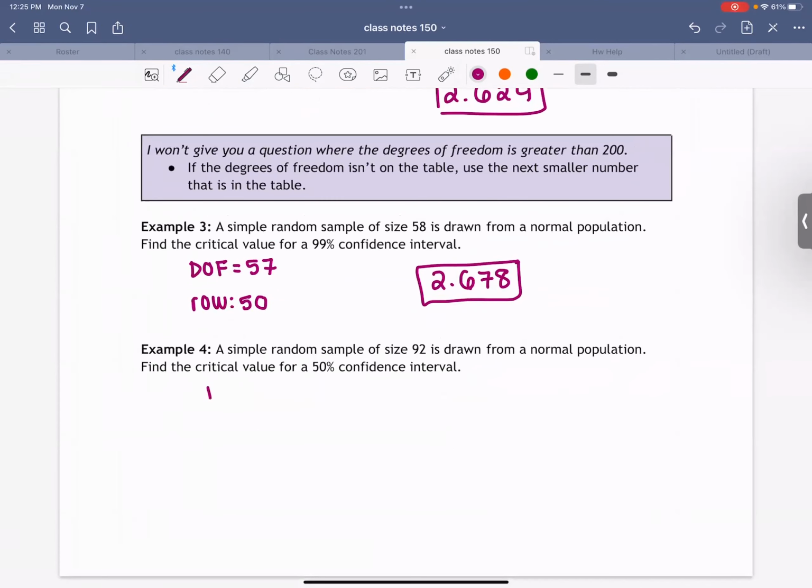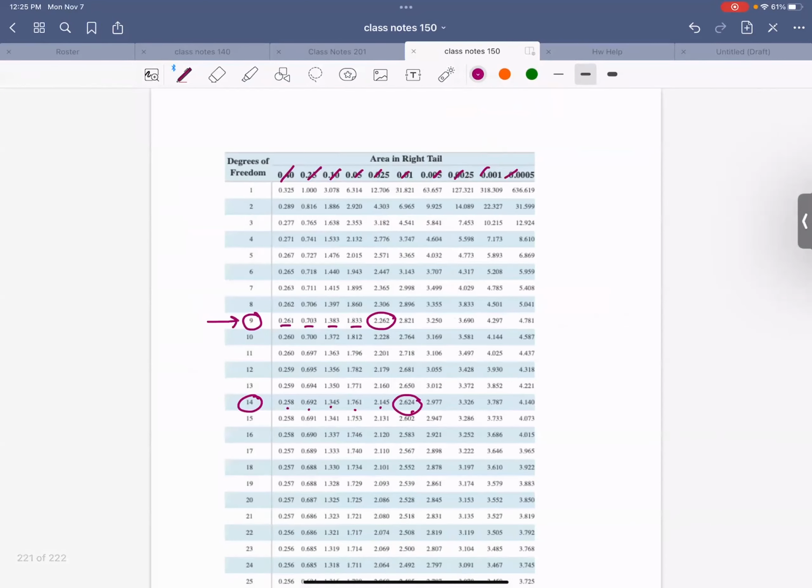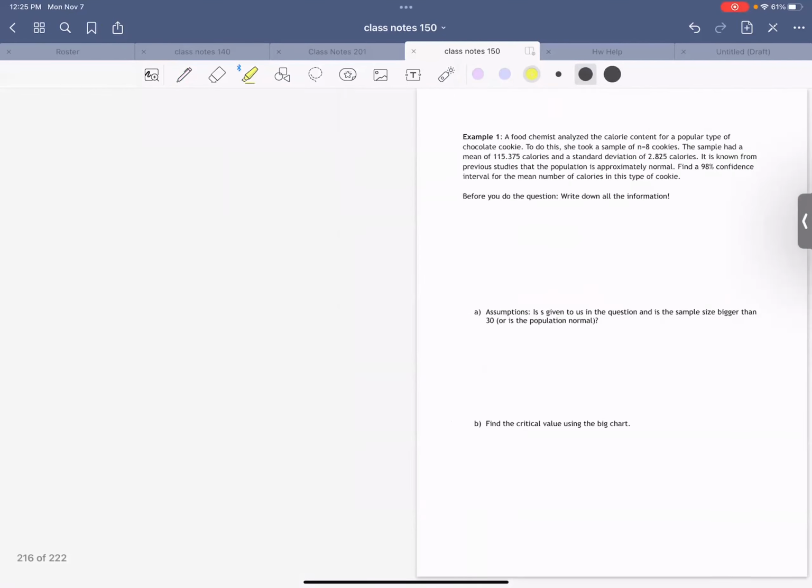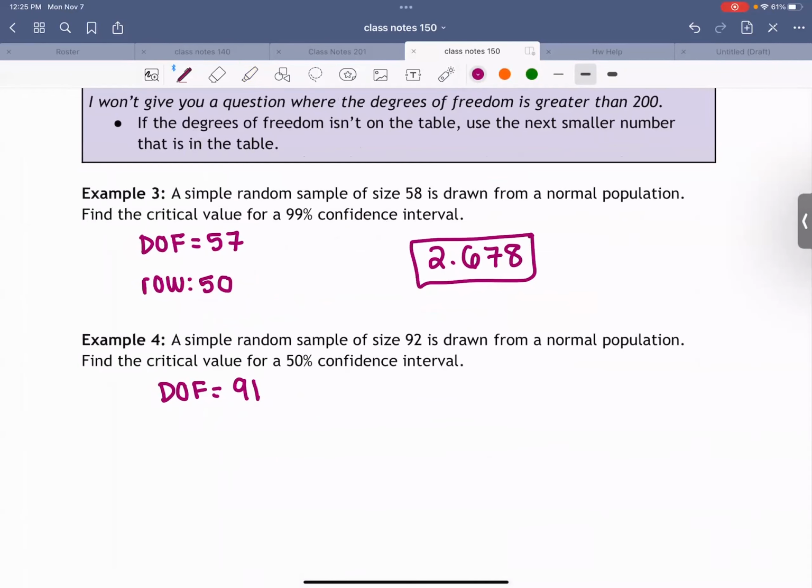How many degrees of freedom do we have? 91, good. Looking at our chart, we're going to search for the row for 91. Oh, it's not there. What row are we going to use this time? Row 80, right? We go to the smaller one. So I'm going to look at row 80. What percent was it? 50, all right, so you look at 50, and it looks like our critical value is 0.678. So 0.678 is my critical value, because we use row 80.